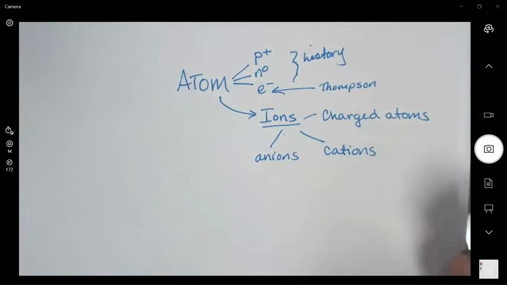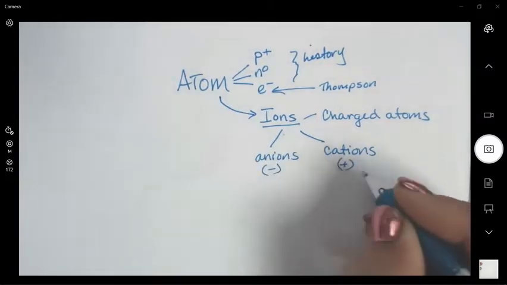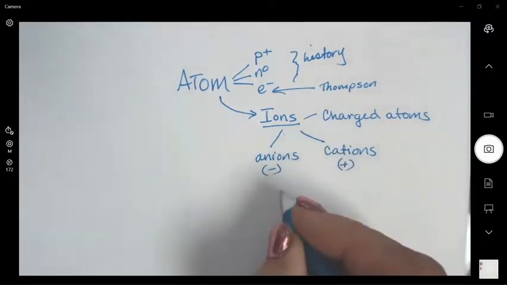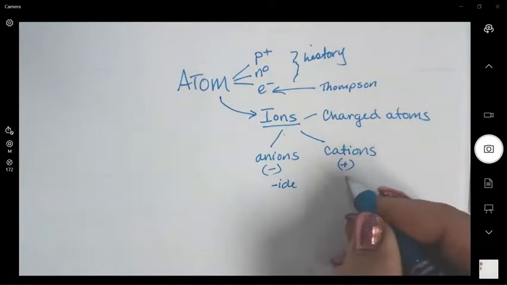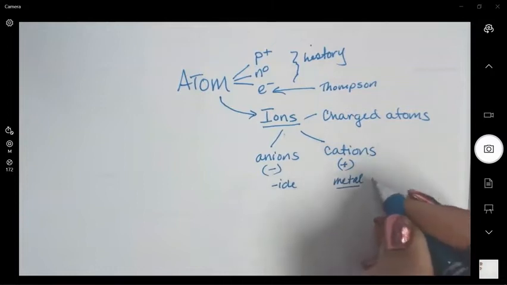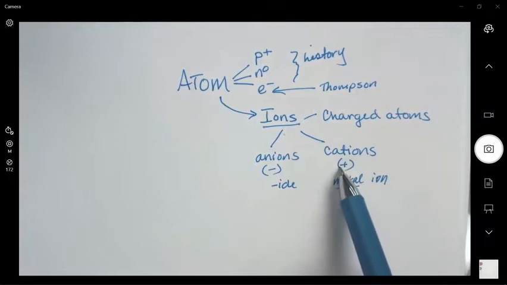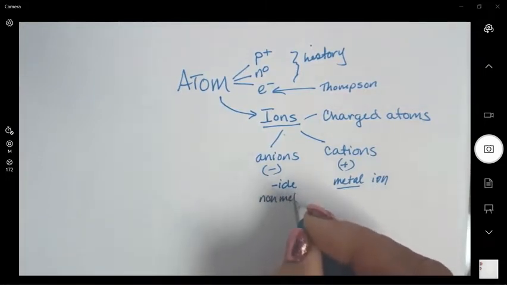And if it doesn't have a charge, remember the electrons equal the number of protons in a neutral atom. So anions are negatively charged, cations are positively charged. We also went over how to name them. If it's an anion, it ends in IDE. And if it's a cation, you just name the metal, whatever the metal is, and write the word ion. All metals become cations. So what become anions? Nonmetals. Yep.